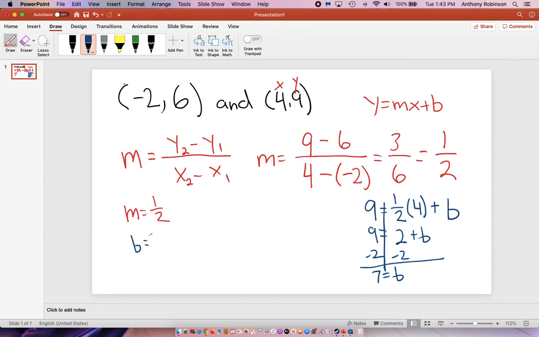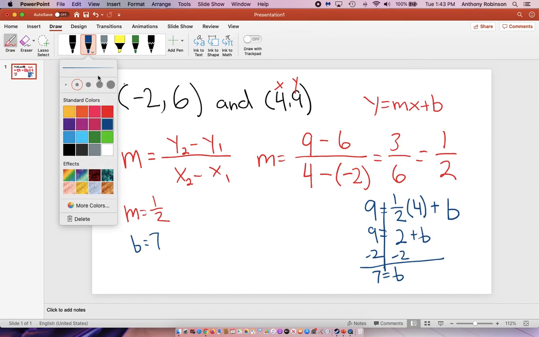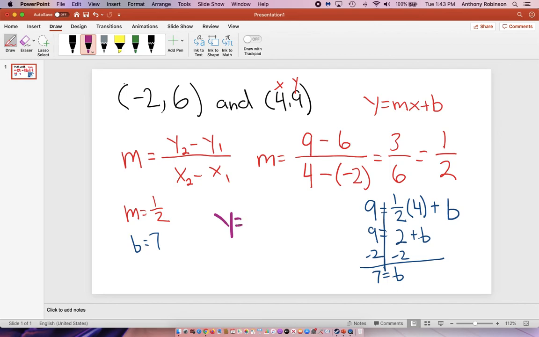B equals 7. Now, since I have my slope and I have my y-intercept, I'm just going to put it all together. So our final answer, I'm going to write here in purple, is y equals 1/2 x plus 7. There it is. There you go. That was helpful.